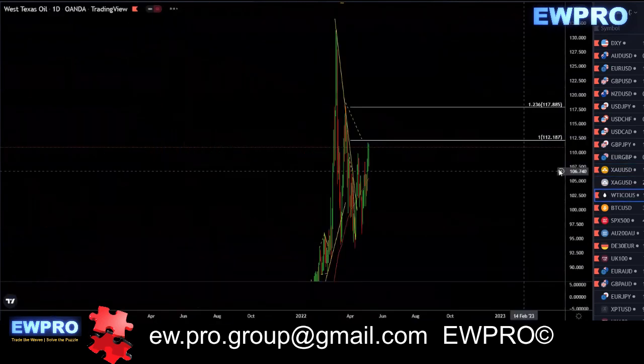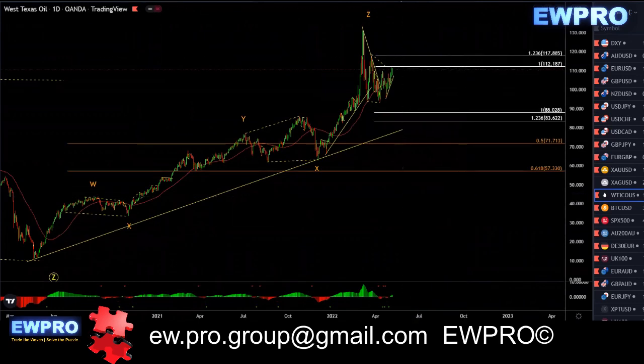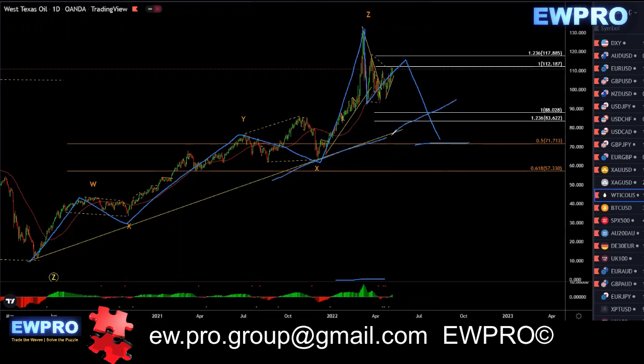WTI on the daily. So this one here has really taken off, as we all know. We got W, X, Y, X2, the Z up. We lost all the bearish divergence. Now we're looking for an A, B, C. Ideally, we get back to this 50 fib or the trend line here, and then we get more upside.